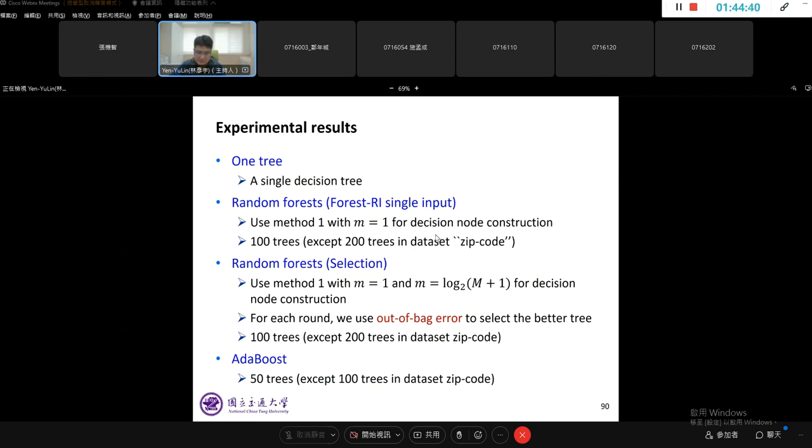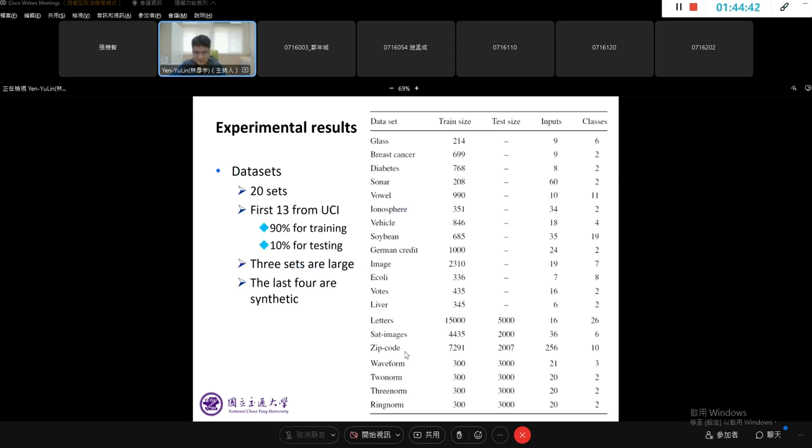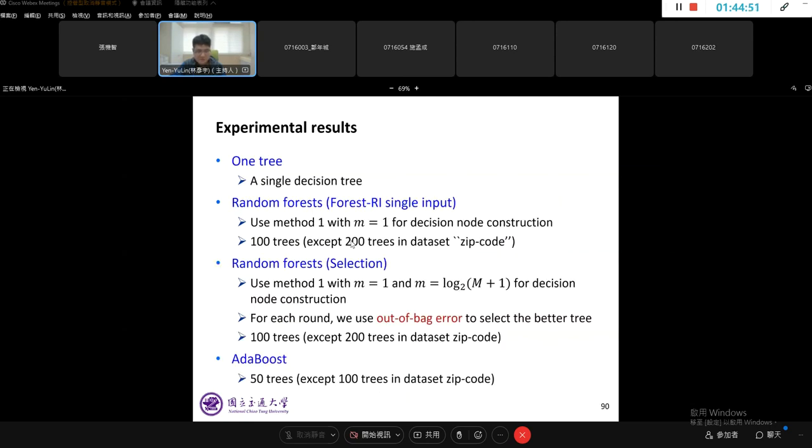Let's look at the data set table. Zip code is a bit complicated, so we can boost the performance by having more decision trees. So this is the reason why Leo Breiman increased the number of decision trees for this particular data set. For the other 19 data sets, 100 decision trees are sufficient. This is a variant of random forest called forest I. Let's look at the other variant. This variant is called selection.